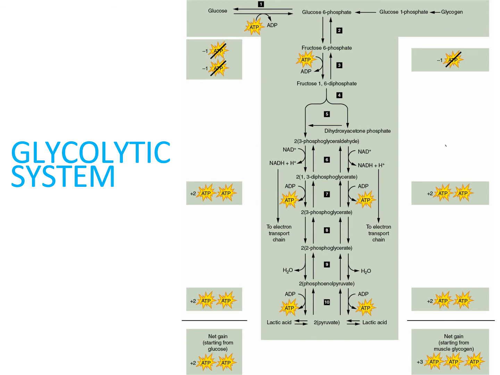The most important rate-limiting enzyme in the glycolytic system is phosphofructokinase, or PFK. When we have high levels of ATP, PFK activity will decrease. When we have low levels of ATP, PFK activity will increase. This will also regulate the products of the Krebs cycle.